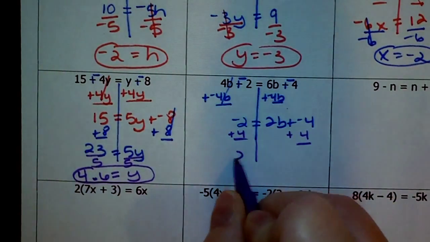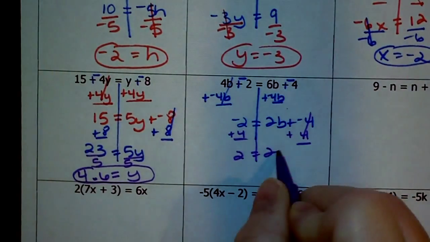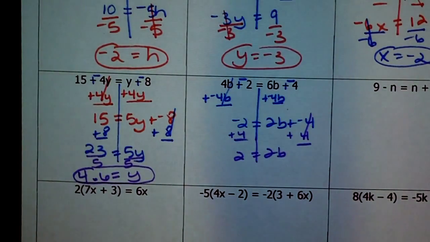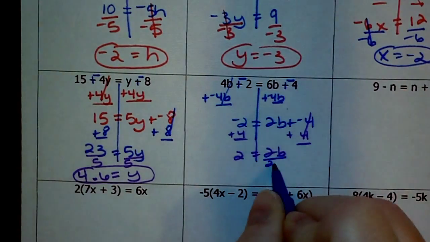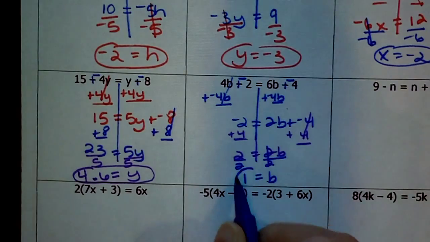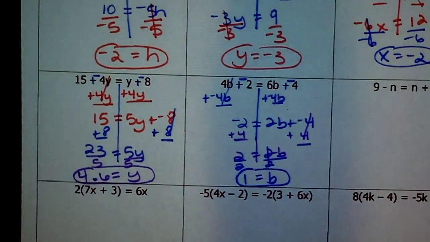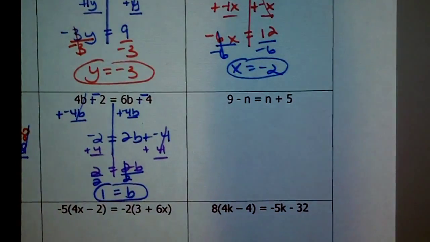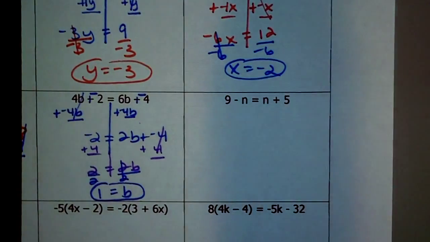Negative 2 plus 4 is 2. On this side, I'm just left with 2b. Now all that's left to do is divide by the 2, because it's in front of the b. And b equals 1. Or 1 equals b. Reflexive. Either way, doesn't matter. Okay. 9 minus n equals n plus 5.